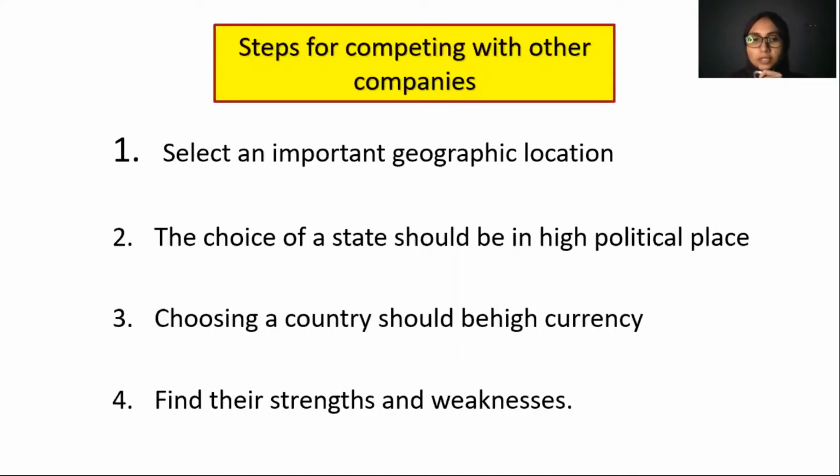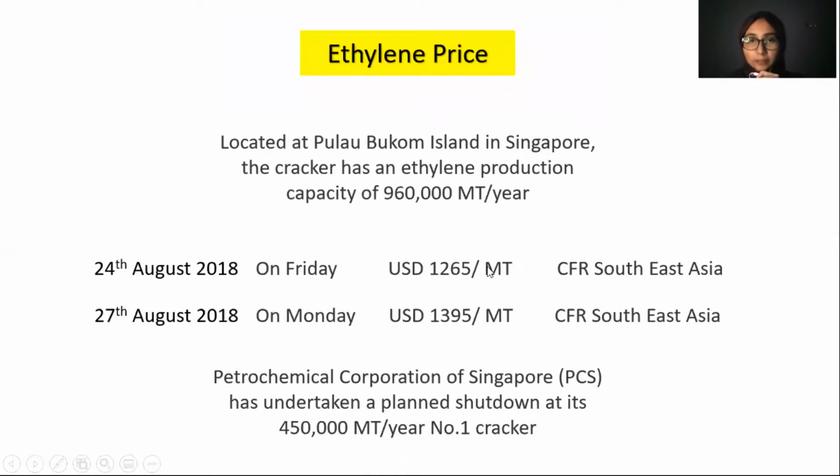And the second one is that the choice of state should be a high political place. This is because a high political place has a growing economy. So when we do our business in a high economy state, we will gain a lot of benefits and profit from it. The third one is choosing a country with a high currency, and the fourth one is to find their strengths and weaknesses. When we have a rival, we should find their strengths and weaknesses so that we can improve our company to be more competitive in the future.